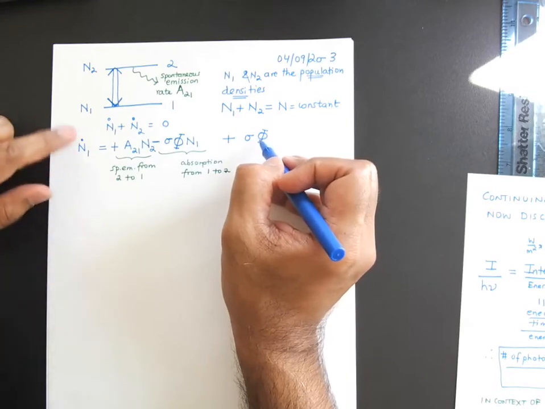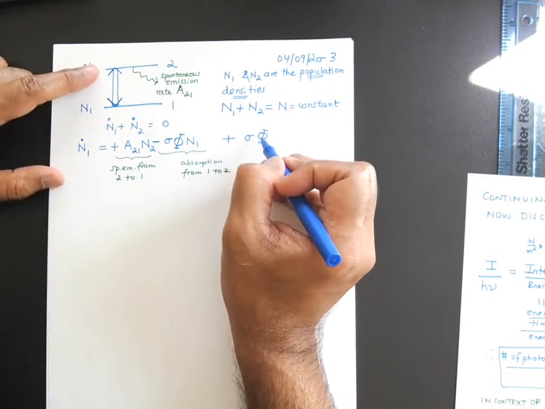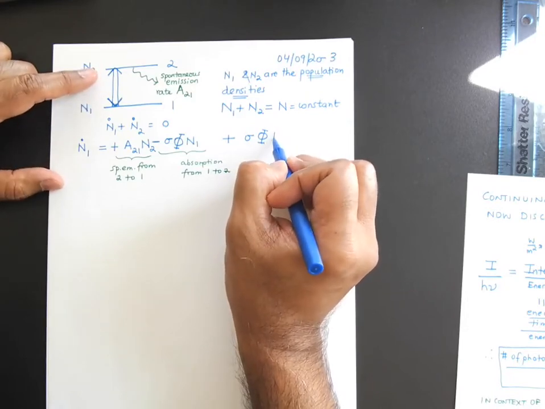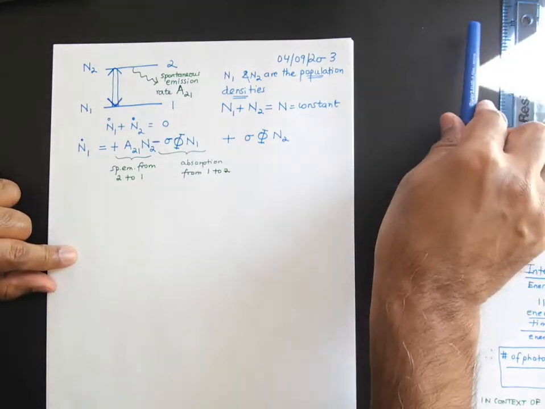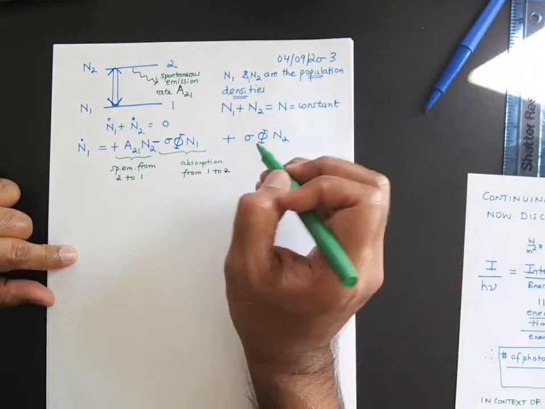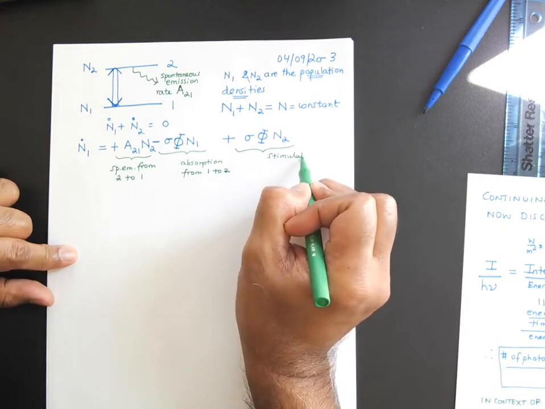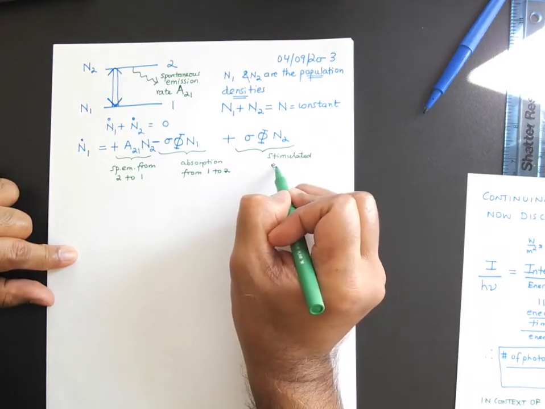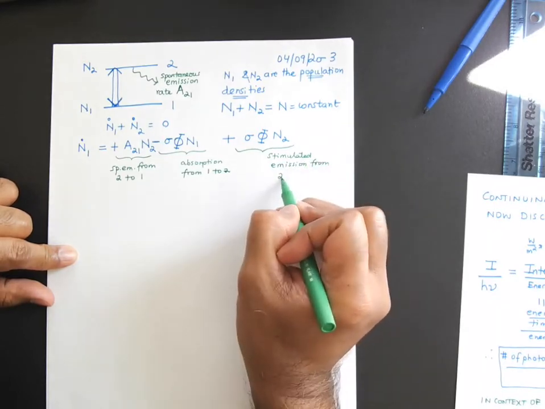Now that rate is the same, but how much of it is coming back down depends on how much is up there in N2. So that's where there's a difference between these terms, right? And so this is stimulated emission from 2 to 1.